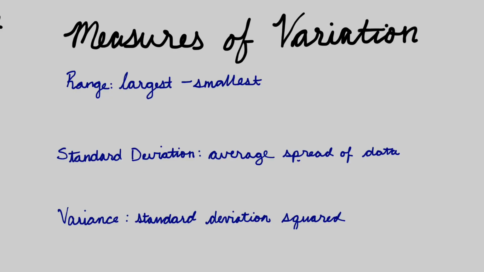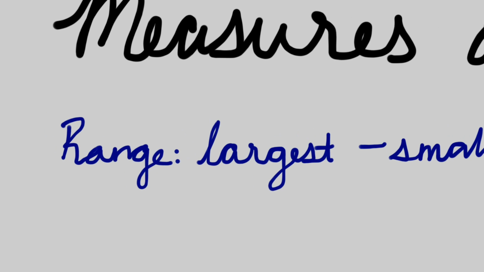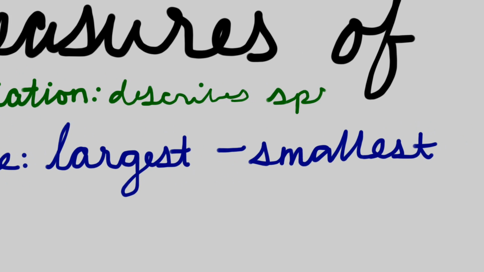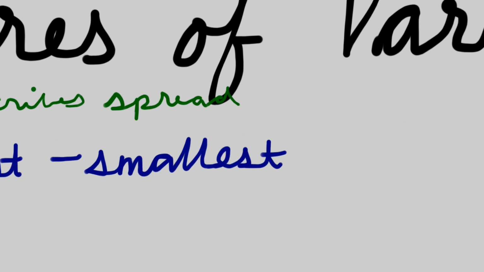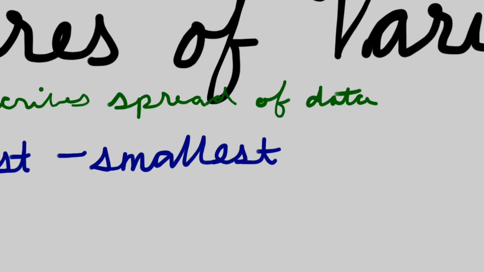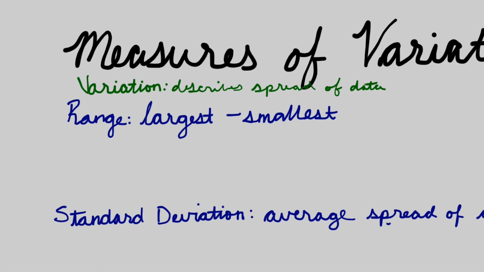Another descriptor of statistics would be the measures of variation. And variation basically describes the spread of the data. A large variation means that there is a large spread of data. That means from the smallest to the largest data point, there is a big difference. A small variation means a small spread of data.